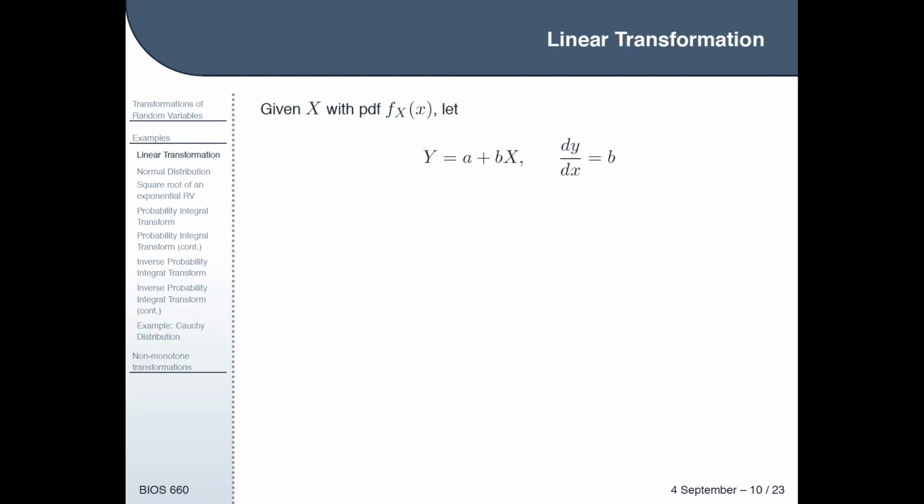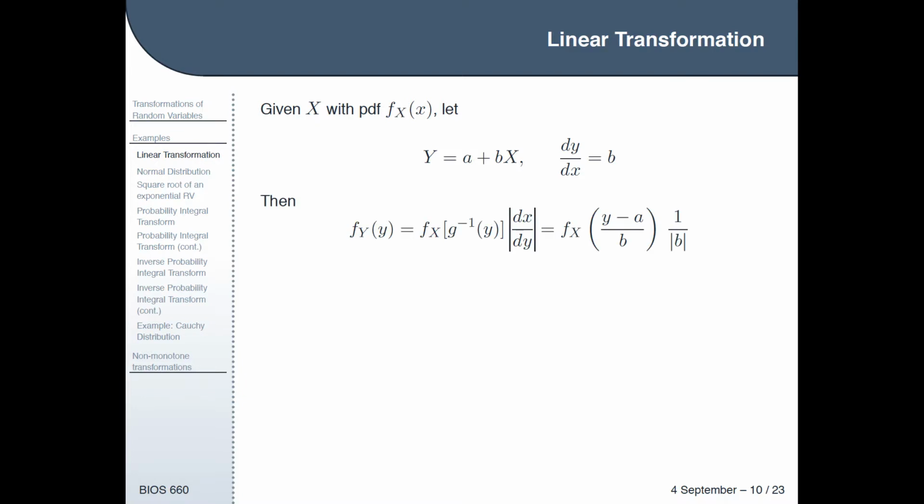If you're completely lost at this point, hopefully it will be a little bit clearer after I do a couple examples. So, simple example here, let's say that y is just a linear transformation of x. We multiply x by some constant b, add some constant a. Obviously, the derivative in that case is just equal to b.